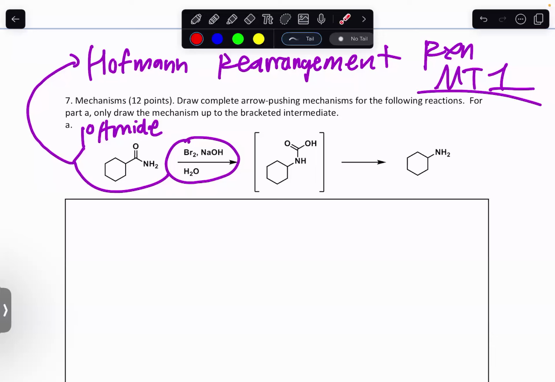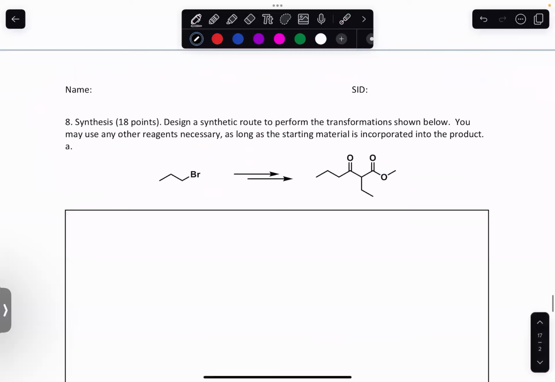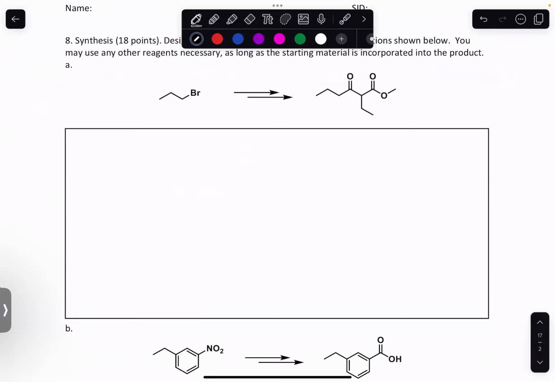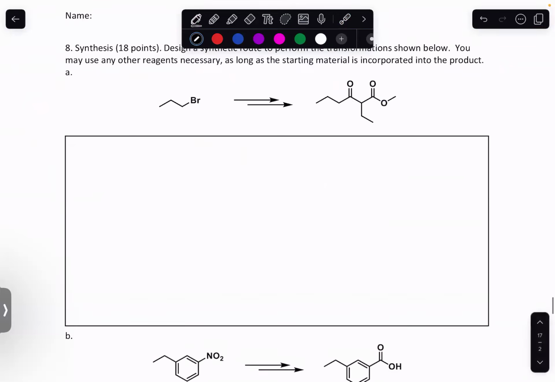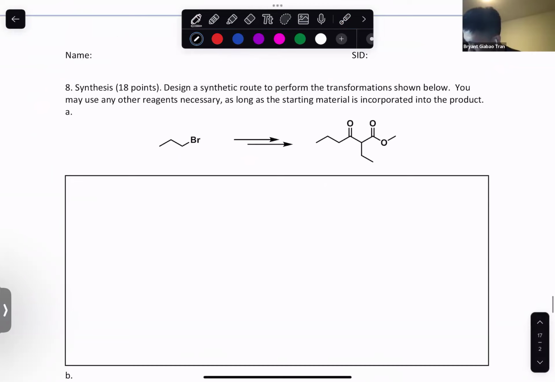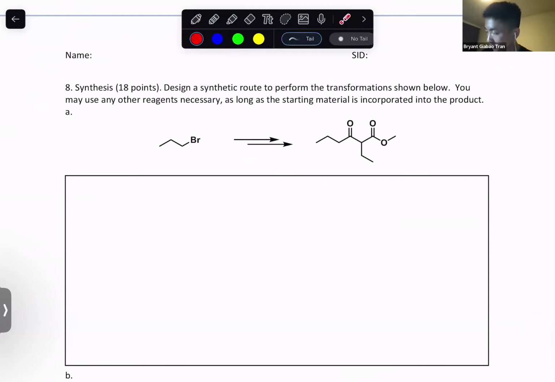Is there, if I ask you a few synthesis questions for the final? So there's 8A and 8B. Let's start with 8A. Okay. So what functional groups do you see on the products here in this molecule? What are the functional groups that you see?